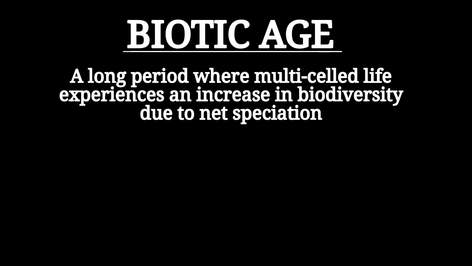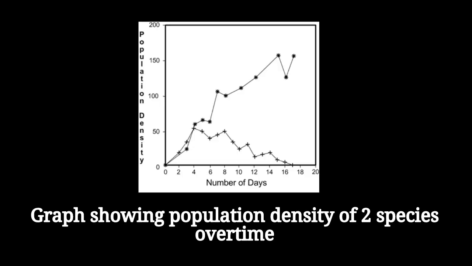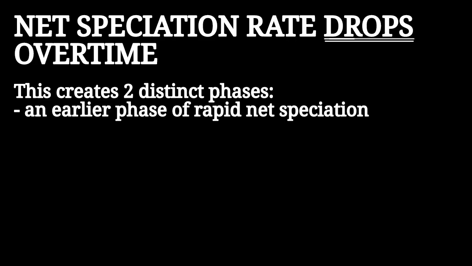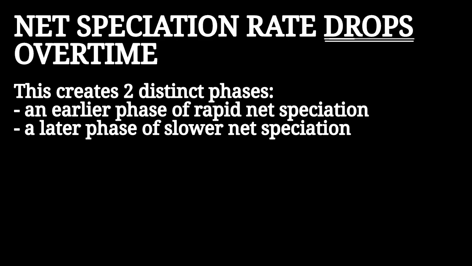A biotic age is a long period where multi-celled organisms experience an increase in biodiversity driven by net speciation. The competitive exclusion principle states that 2 species cannot occupy the same niche. It follows then that in a finite space like the biosphere, the number of available niches would gradually shrink. The consequence of this for evolution is that the rate of net speciation gradually drops. This creates an initial phase of rapid net speciation and a later phase of slower net speciation.